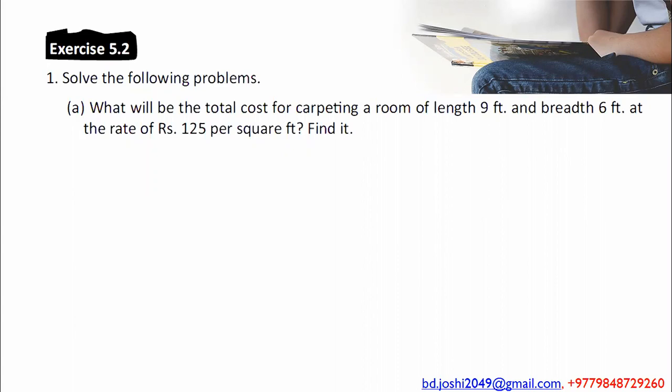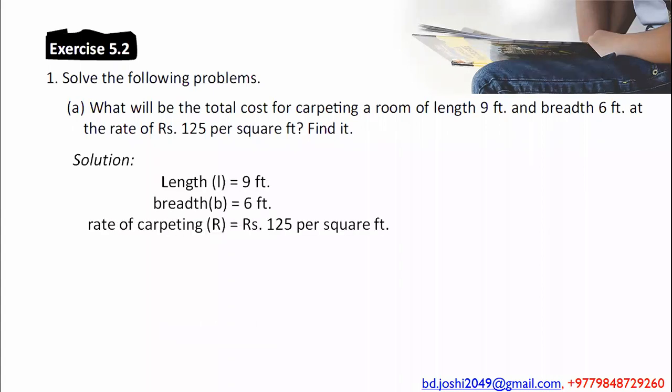We have to carpet the floor whose length is 9 feet and breadth 6 feet. At first we can calculate the area. Area of floor or area of carpet is equal to 9 into 6, 54 square feet, and rate is 125 per square feet. If area is multiplied by the rate, we will get the total cost of carpeting. So its solution is very simple.